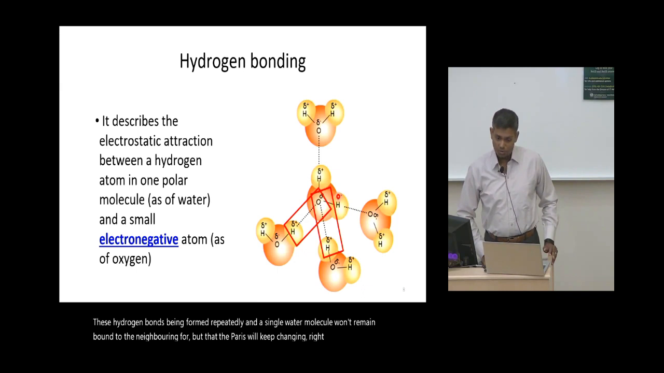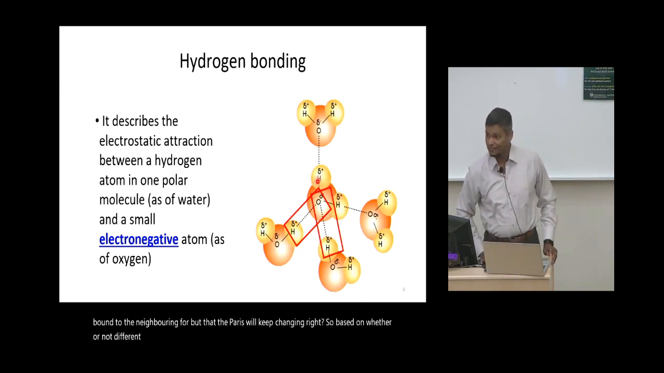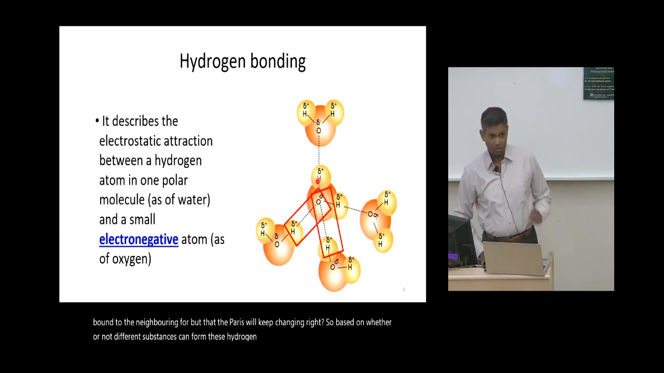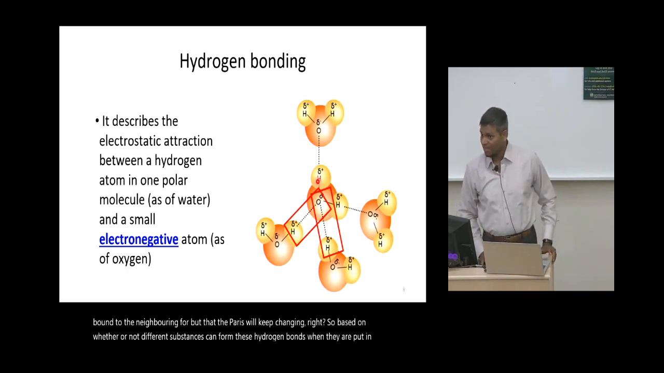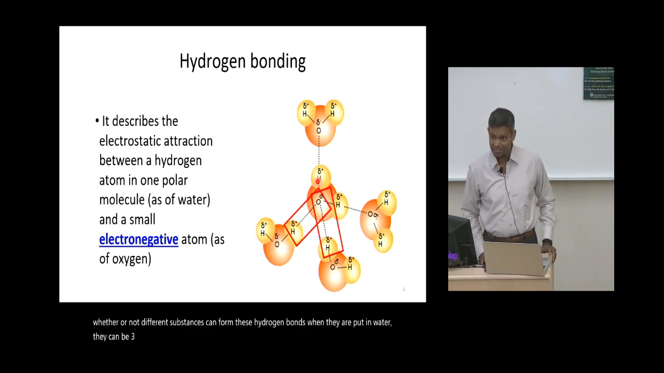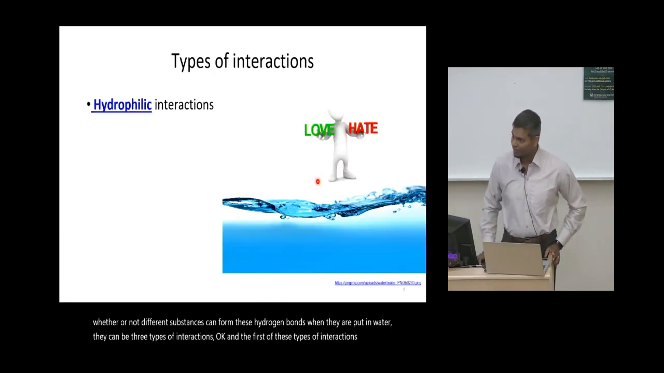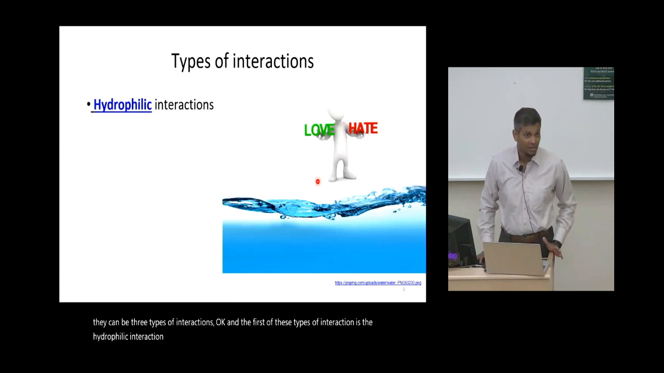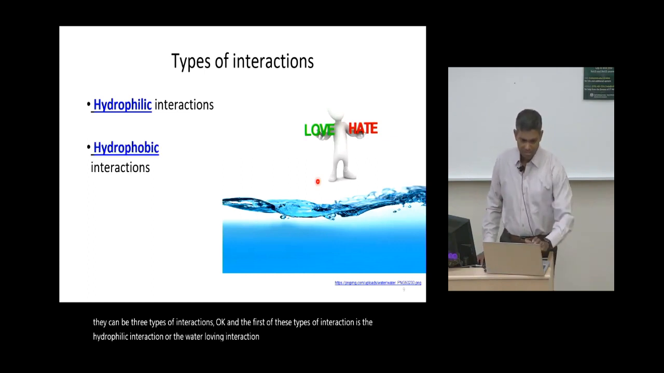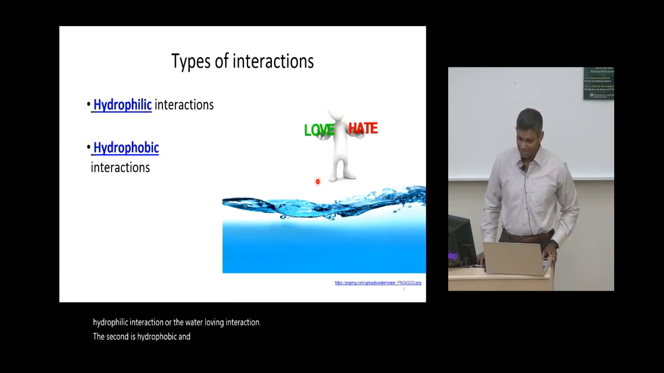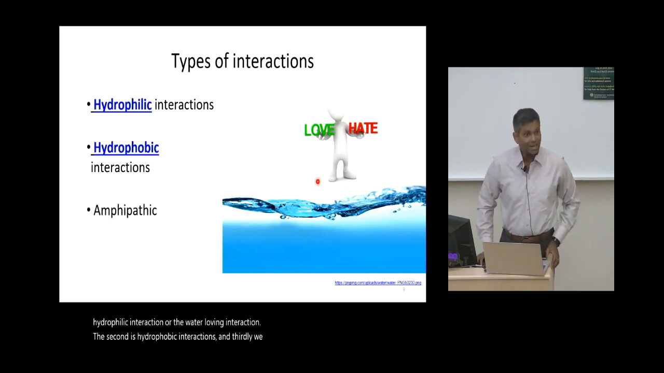Right? So based on whether or not different substances can form these hydrogen bonds when they are put in water, there can be 3 types of interactions. The first of these types of interaction is the hydrophilic interaction, or the water-loving interaction. The second is hydrophobic interactions, and thirdly we have amphipathic interactions.